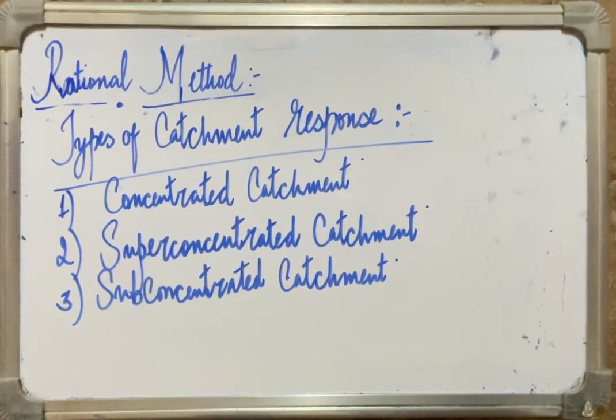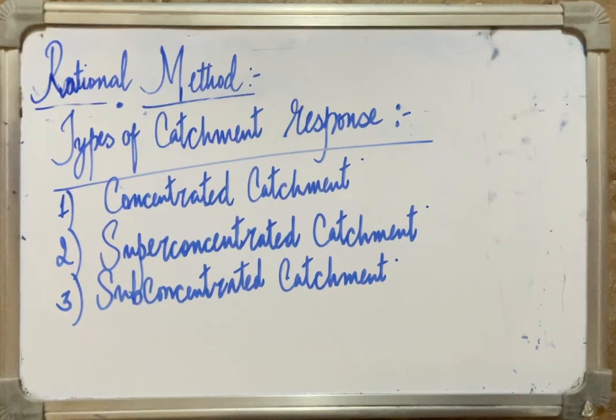So we have three types of responses of a catchment with regard to the rainfall occurring in that particular catchment area. The first one being the concentrated catchment, the second one being the super concentrated catchment, and the third one the sub-concentrated catchment. We'll study them one by one.